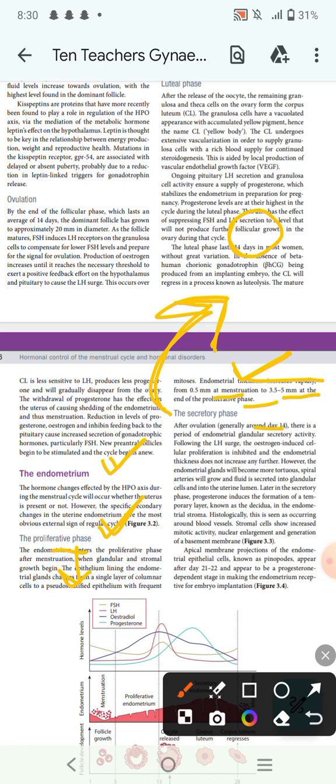Now, what happens is that after the LH surge, we know that ovulation occurs, and after that some structures are released, and the corpus luteum also forms. From the corpus luteum, progesterone is released, and that progesterone comes here and is responsible for causing the secretory phase in the endometrium.